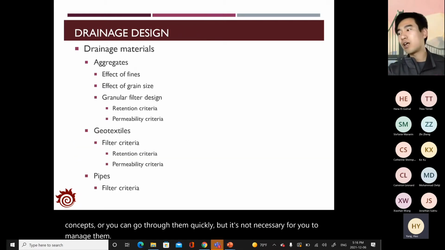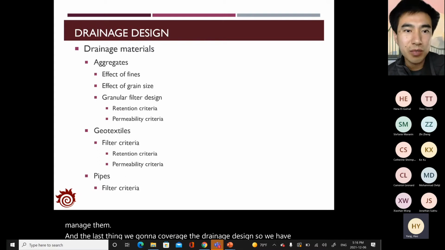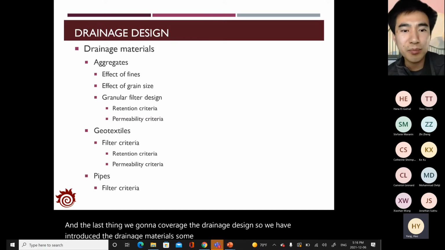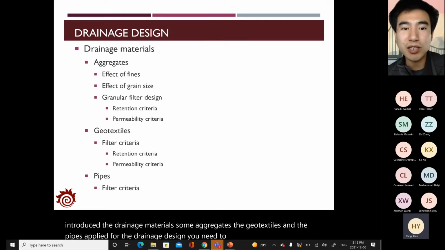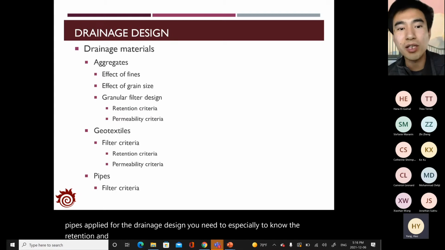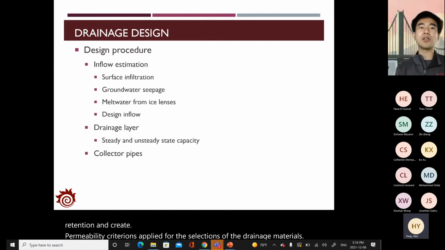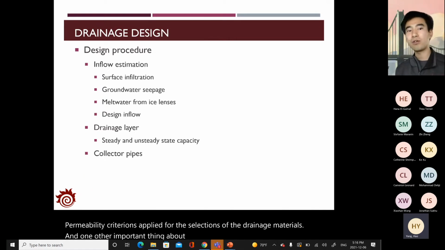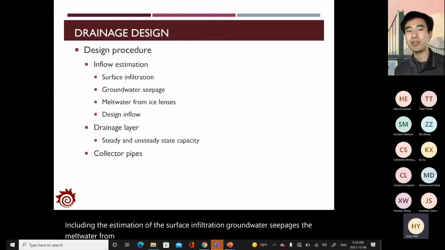And the last thing we're going to cover is the drainage design. So we have introduced the drainage materials, some aggregates, the geotextiles, and the pipes applied for the drainage design. You especially need to know the retention and the permeability criteria applied for the selection of the drainage materials. And another important thing is about the estimation of the inflows, including the estimation of the surface infiltration, groundwater seepage, the melt water from the ice lenses, and also using those values to find out the design inflow for the permanent structure.